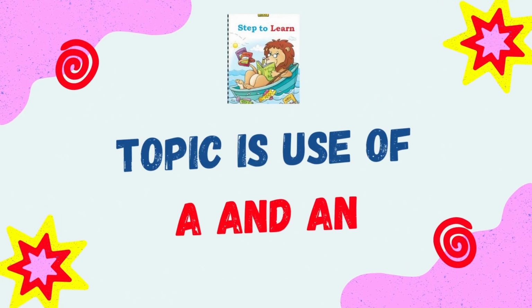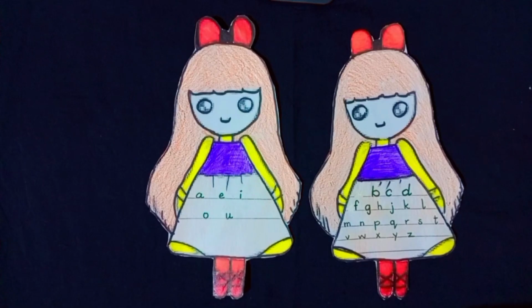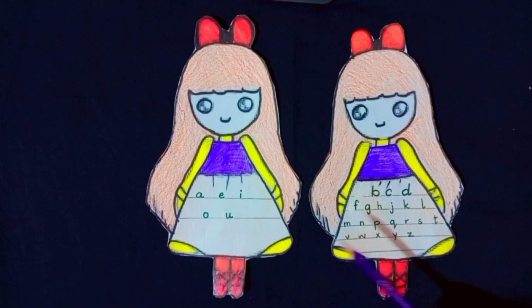Topic is use of a and an. Already we have identified vowels and consonants. My dear kids, we all have best friends. Likewise, the vowels and consonants also have the best friends. Do you want to meet the vowel and consonant friends?